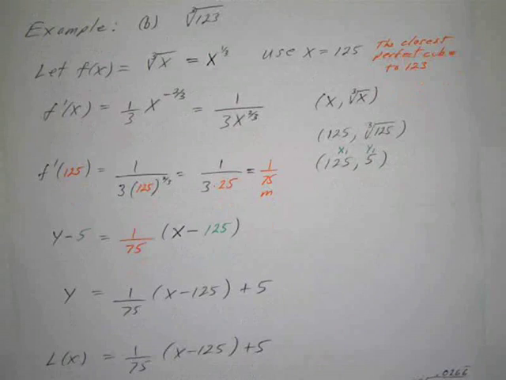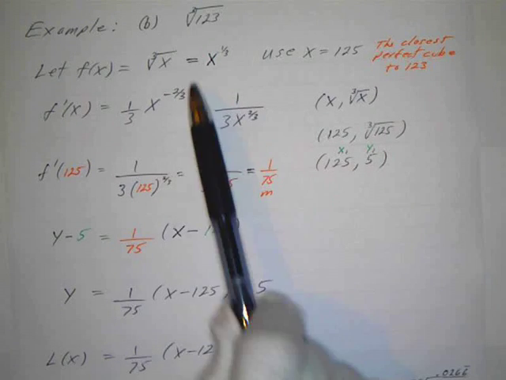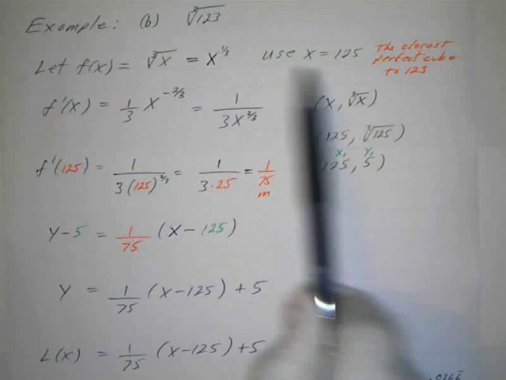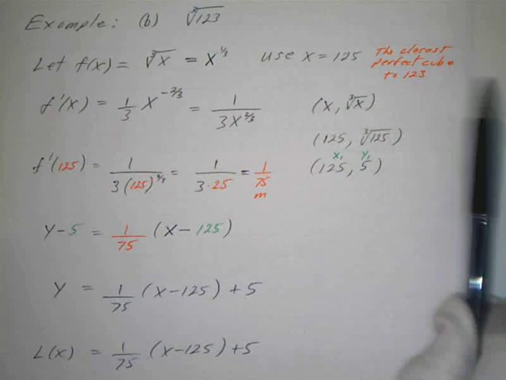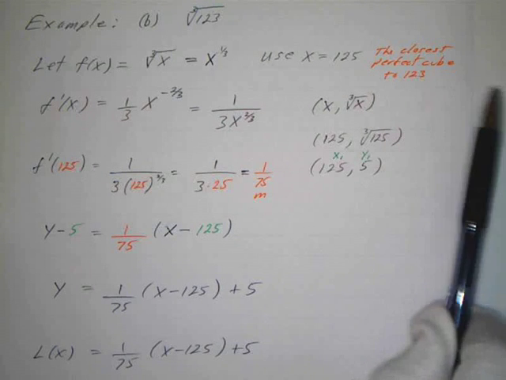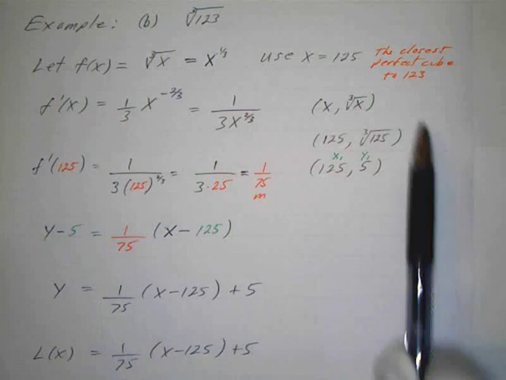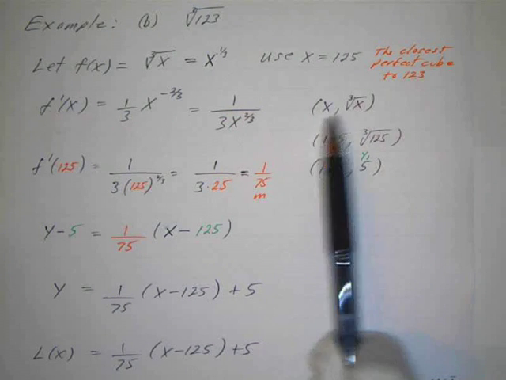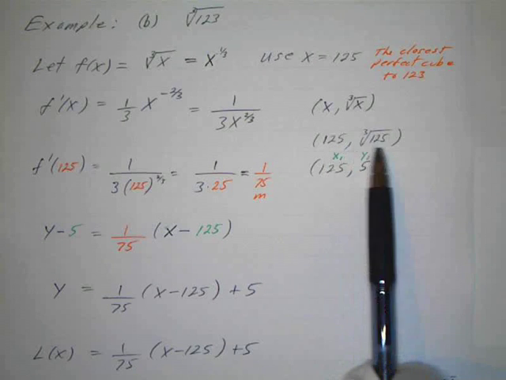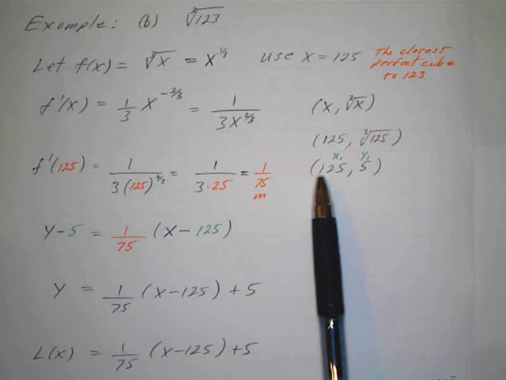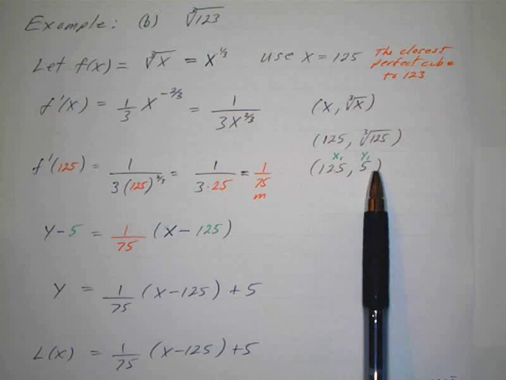Okay, so let f of x be the cube root of x, or x to the 1/3 power. And we want to find a perfect cube, so the closest perfect cube to 123 is 125. The cube root of 125 is 5, so I'm going to use that. So my point for the point of tangency will be x, the cube root of x, or 125, the cube root of 125, and the cube root of 125 is 5. So it's going to be (125, 5). So that's going to be my point of tangency.